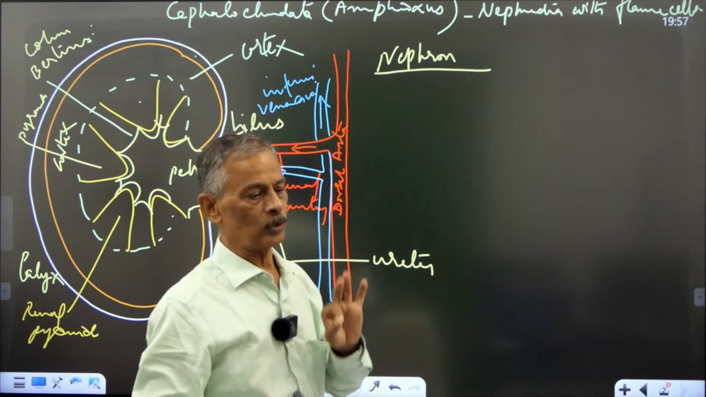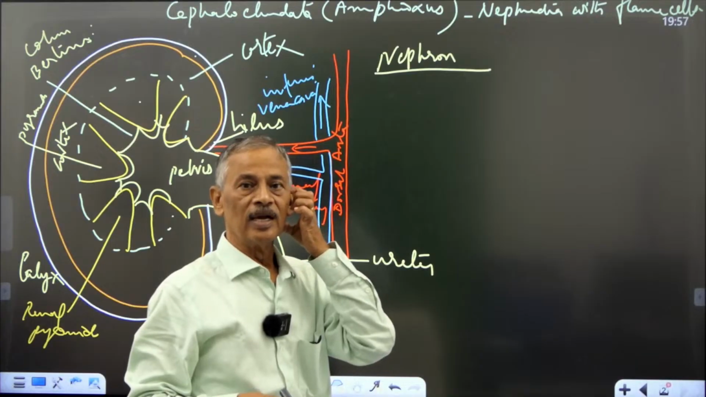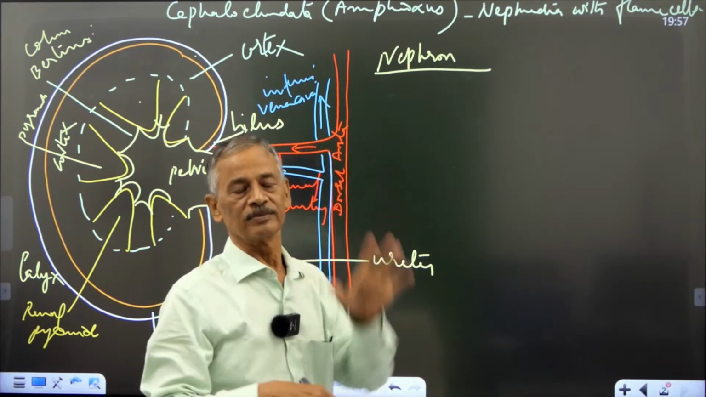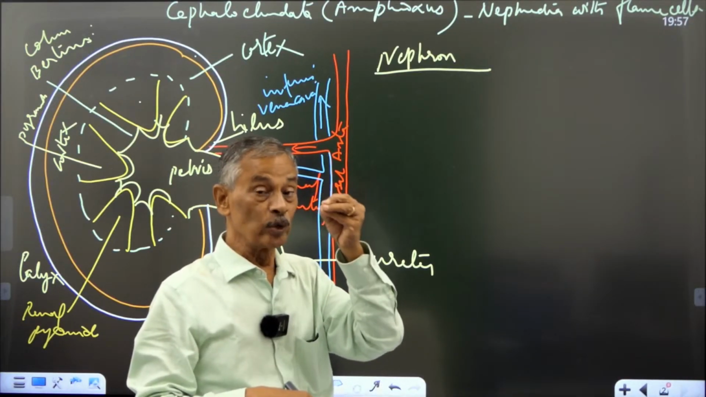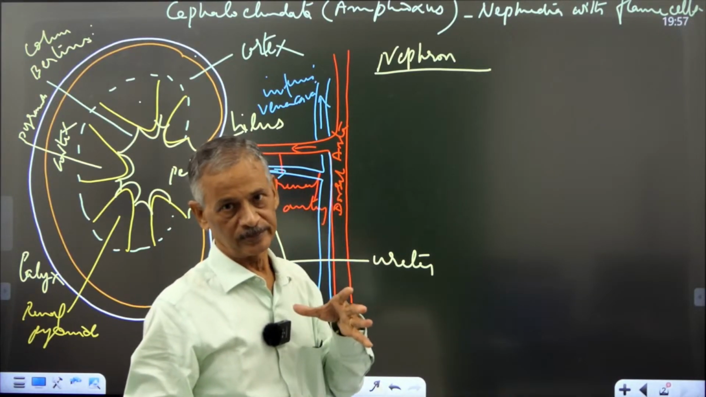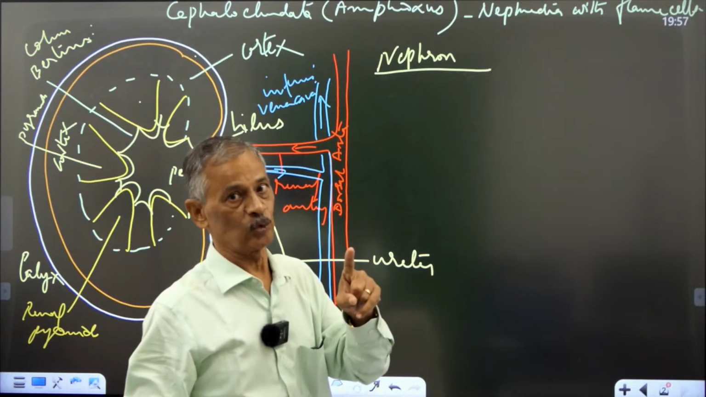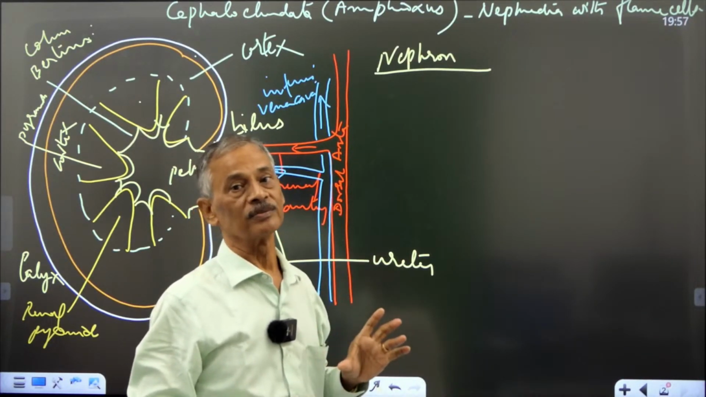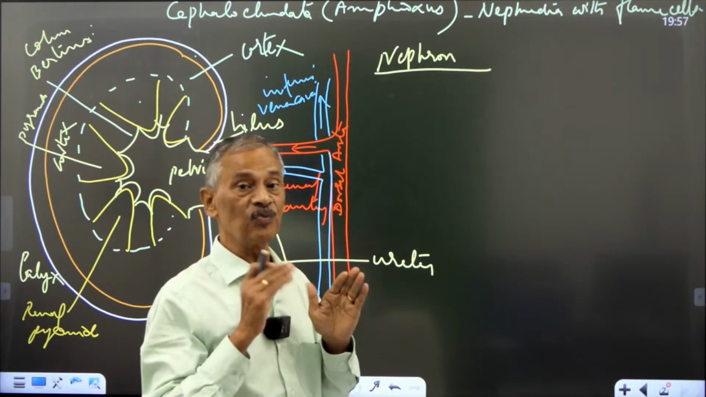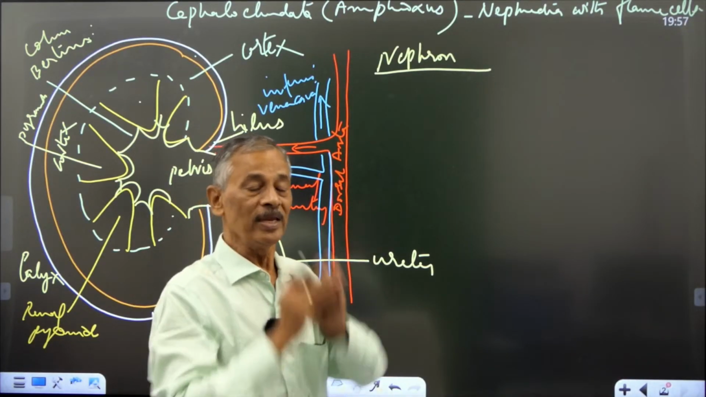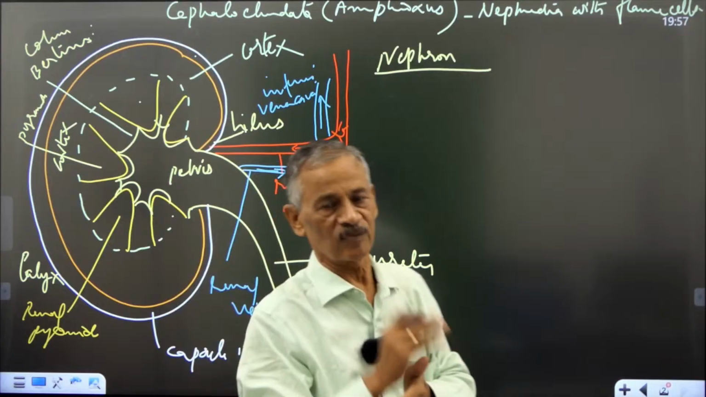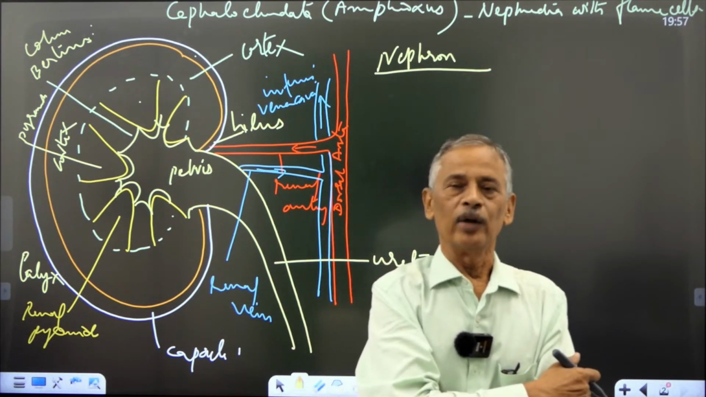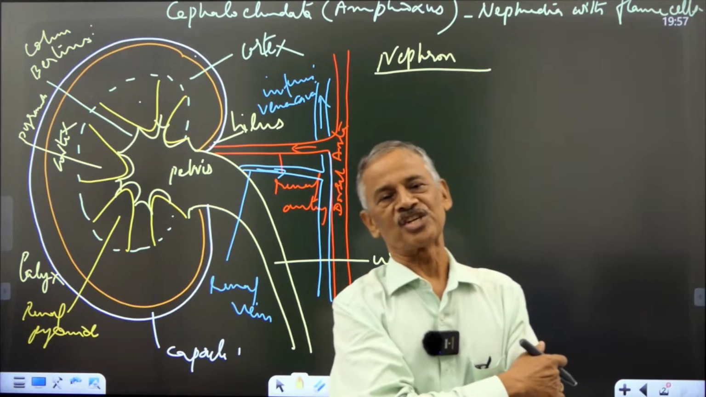What is a nephron? Nephron is the structural and functional unit of a kidney. That is the basic unit by which kidney is made up of. That is why it is called structural unit. It is also the functional unit, meaning all the functions of the kidney are performed by these nephrons. Nephron is the basic unit that performs urine formation and its concentration.